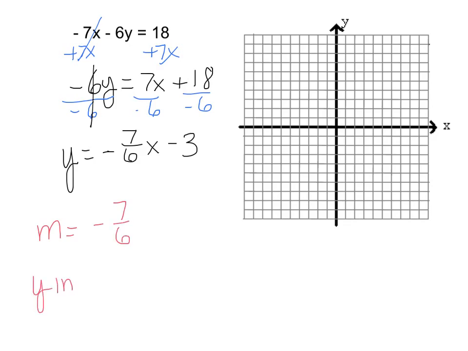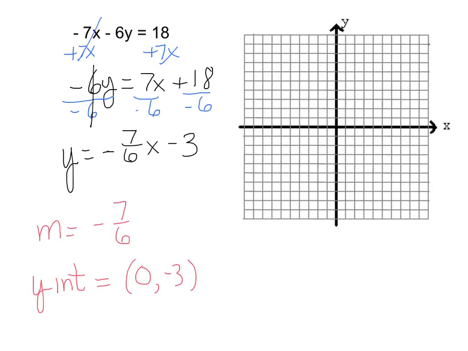Sometimes you can just write it as b equals, but I think the software likes to put it as an ordered pair. Remember that it's a 0 for your x because you're not moving left and right at all, but you are going up or down. Where am I going? What do you think? You should say down 3. The y-intercept is a negative 3.